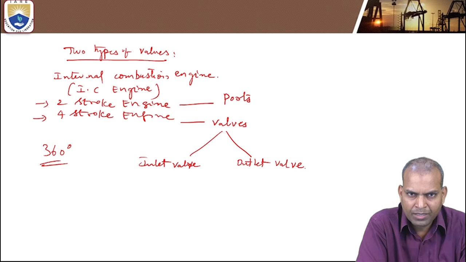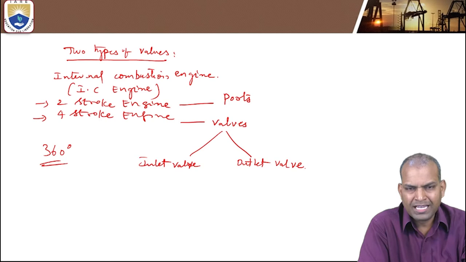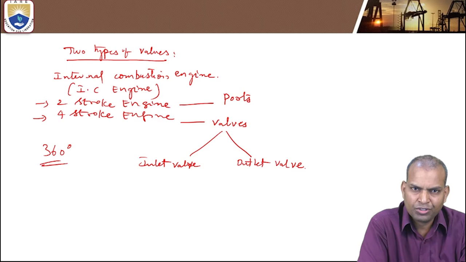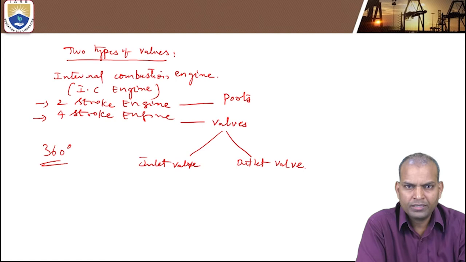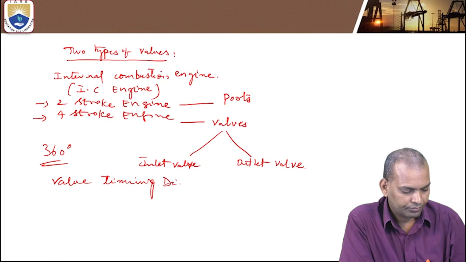For this opening and closing, there is a timing diagram. The valves have certain timing. Everything is dynamic, so it is called a function of time. That's why the diagram is known as the valve timing diagram. The valve timing diagram explains that at a particular angular displacement of the crankshaft, the valves will be open and the valves will be closed. So that diagram is known as the valve timing diagram.